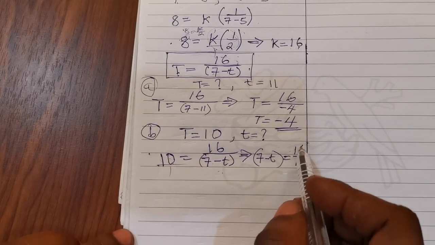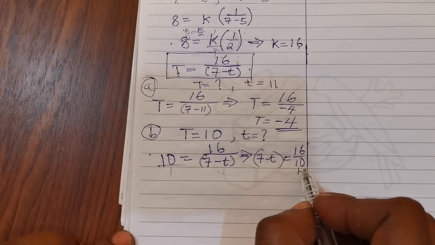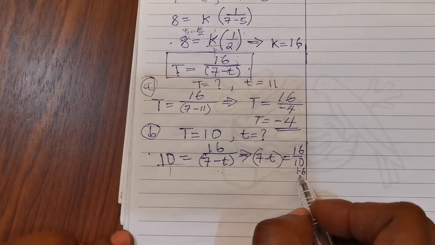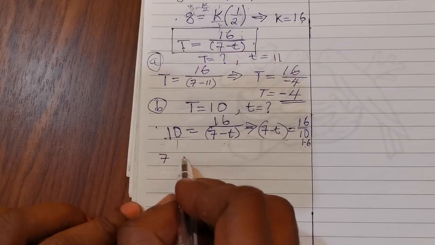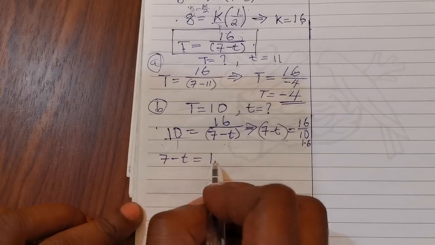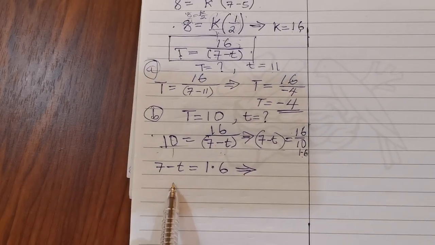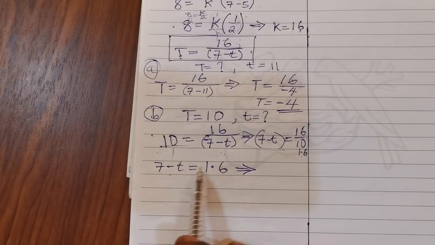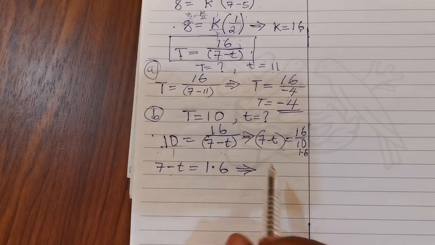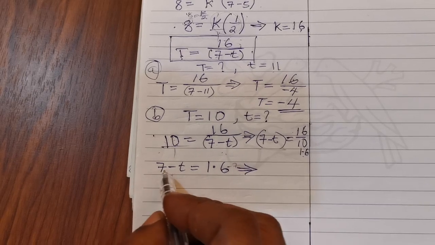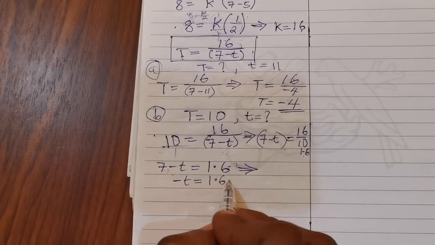So here, 16 divided by 10 is 1.6. So what I'm having here is 7 minus t is equal to 1.6. Now if I subtract 7 from both sides, here will be minus t, and here will be 1.6 minus 7.